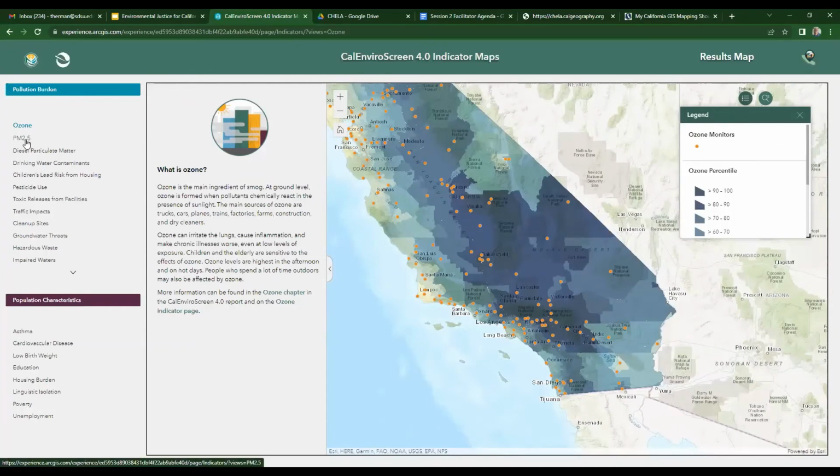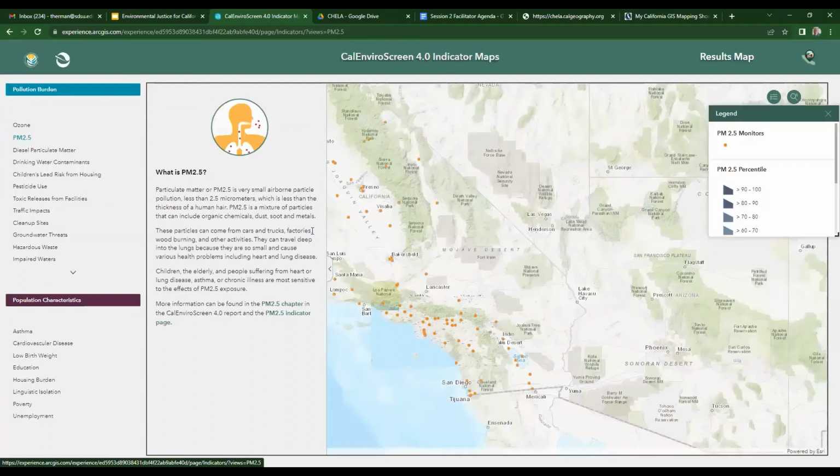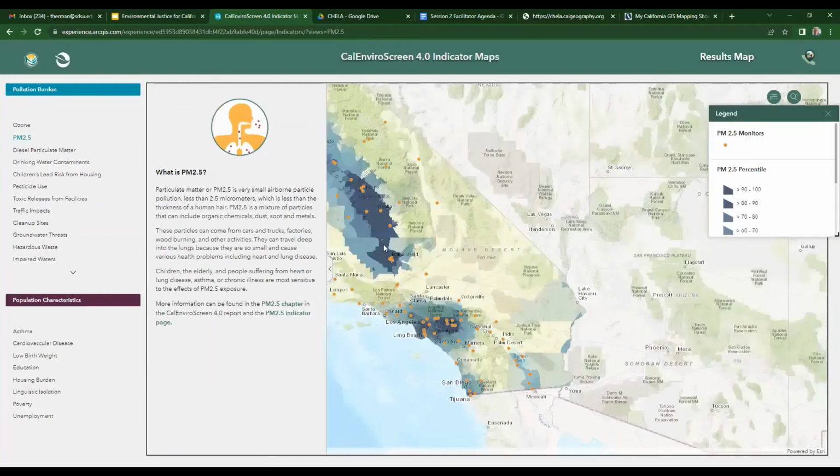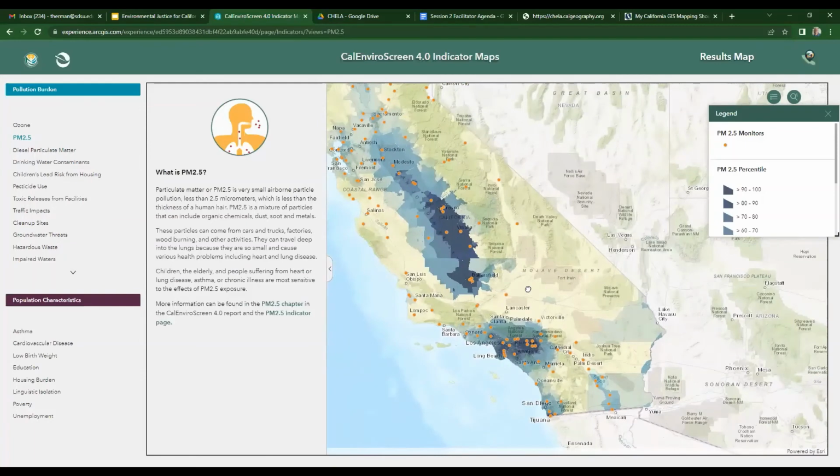We can learn about particulate matter, and particularly the small particulate matter that's most problematic in causing problems like asthma or lung disease. And so we can see there's a different distribution of PM 2.5. It looks quite different than what we saw with ozone, right? This has a lot to do with localized sources.